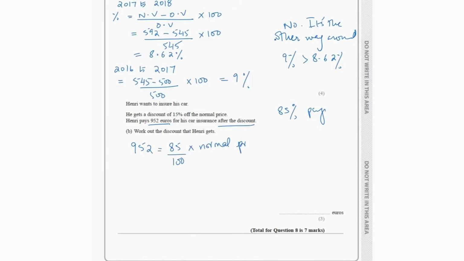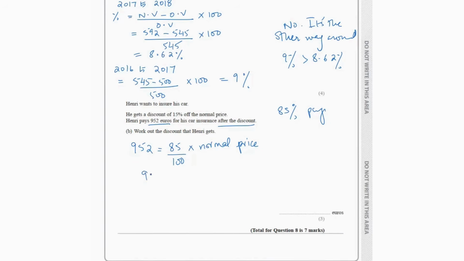Just look at the question again. It says there's a 15% discount off the normal price. So that means after the discount, according to the question, he's paying 952 euros. So 15% off means he's paying 85% of his normal price. So 952 represents 85% of the normal price. If they were saying that he has to pay 15% more, then it would be 115% of the normal price. So the question is honestly telling you everything. You just have to read the keywords very carefully. Discount means that you subtract from 100. Increase means you add to 100.